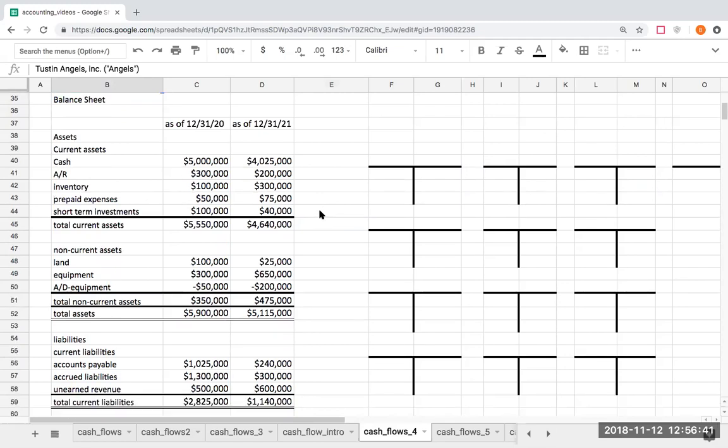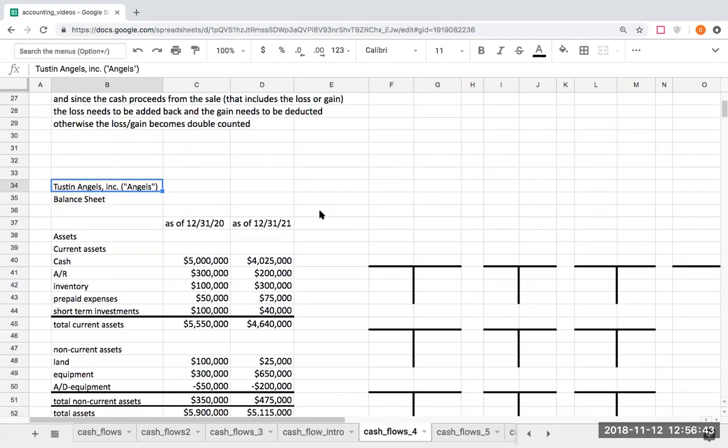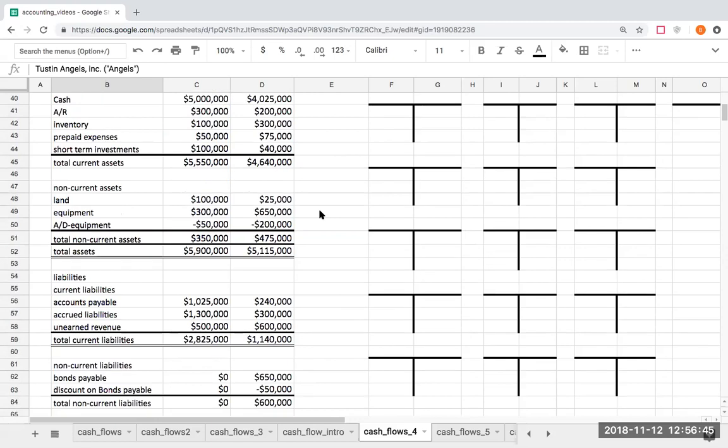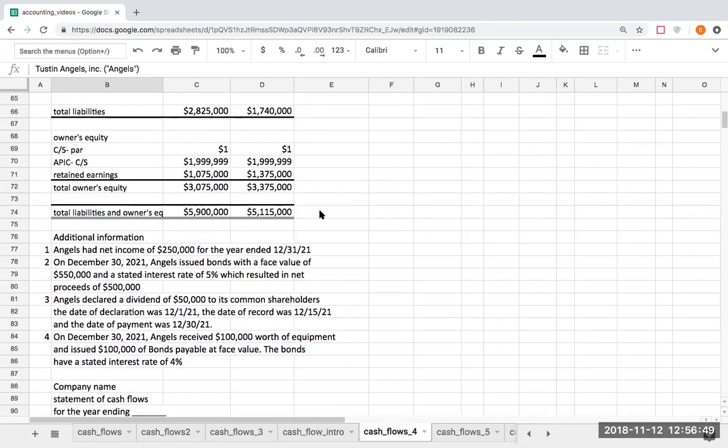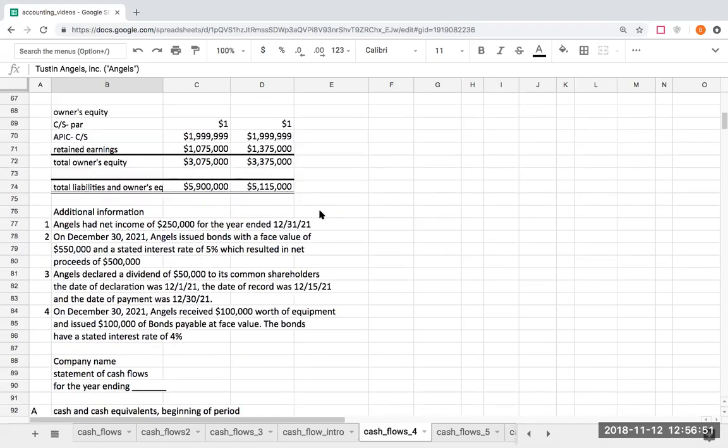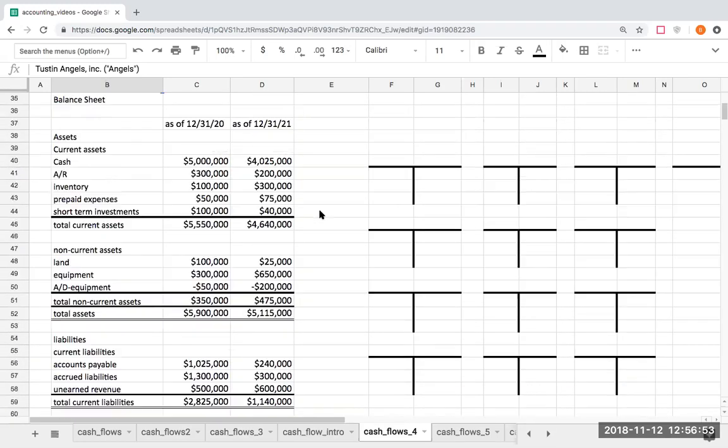So we have the Tustin Angels of Anaheim, and this is more of a comprehensive example. And here we go, wow, it never ends. What we're going to do is take this balance sheet and put it into the T accounts. I'm also going to set up my skeleton cash flow. So I'm going to take a quick break. I'll come back and have this done for you.